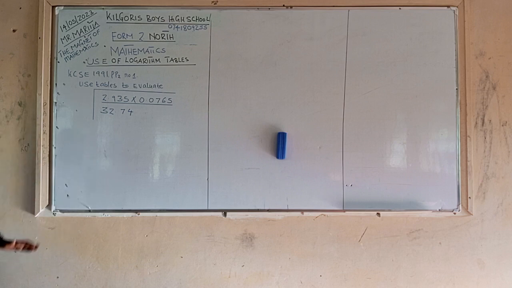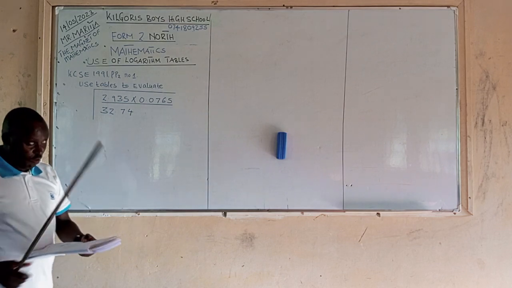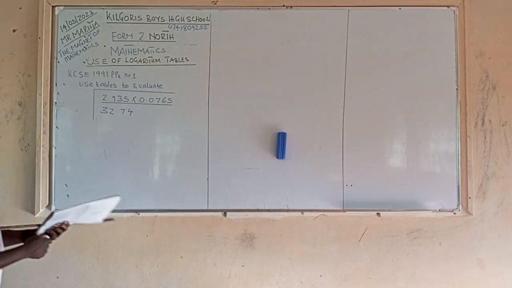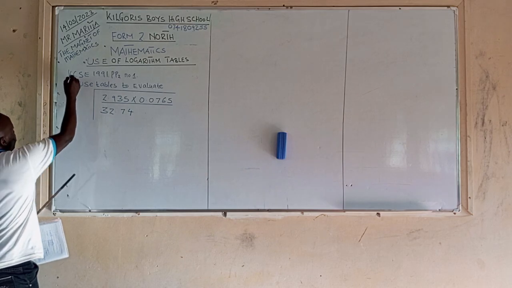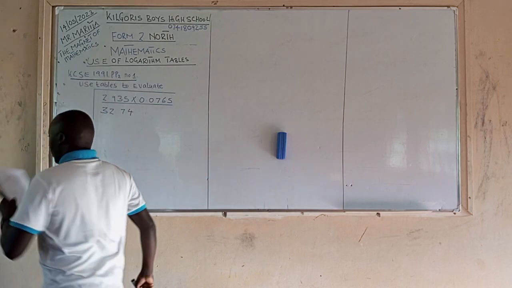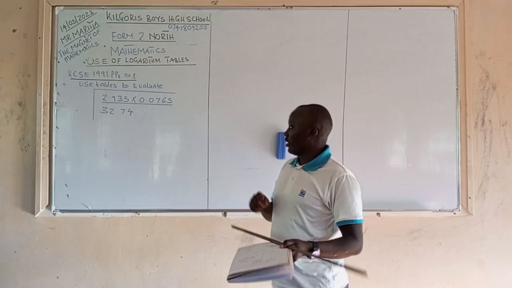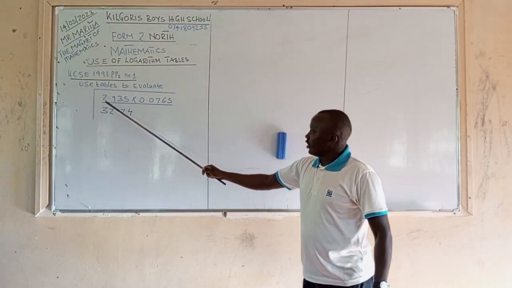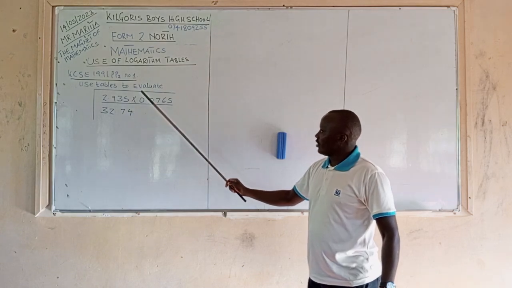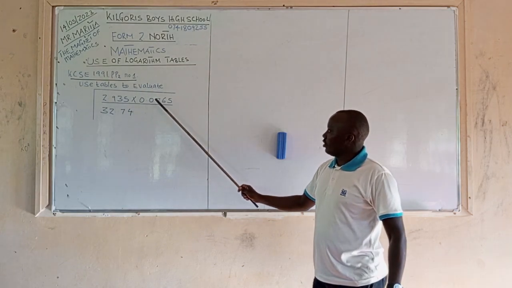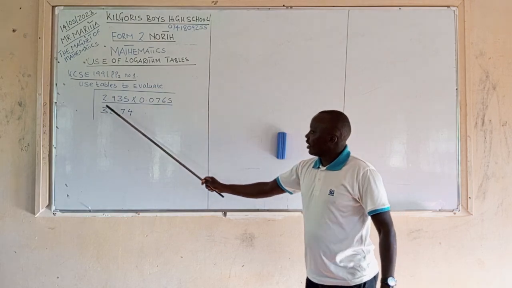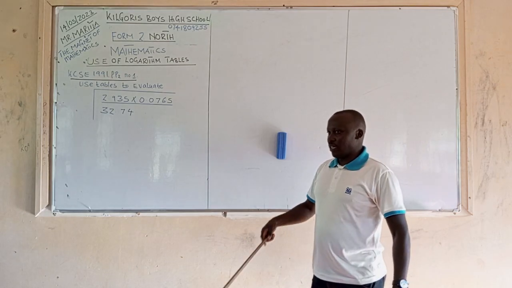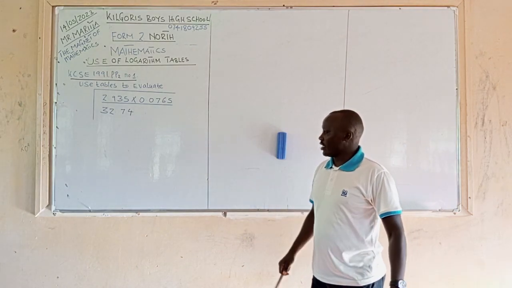Today we are looking at Form 2 work, use of logarithm tables, and we are looking at KCSE 1991 question 1. In KCSE 1991 question 1, use tables to evaluate 2.935 times 0.0765, and then you divide it by 32.74. So there are some things you need to understand.